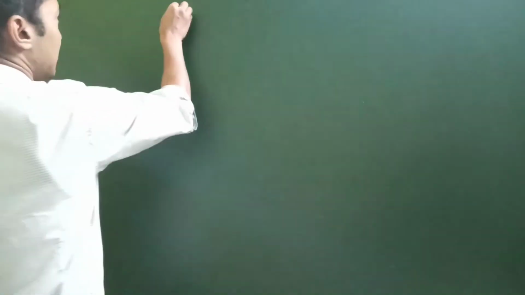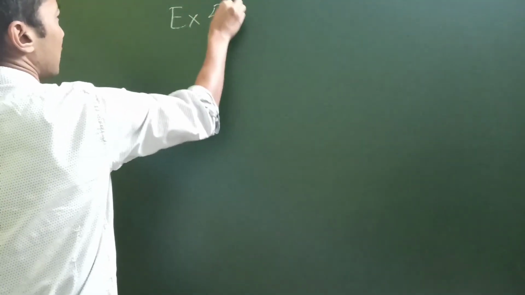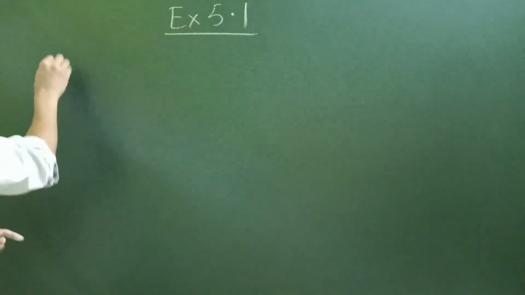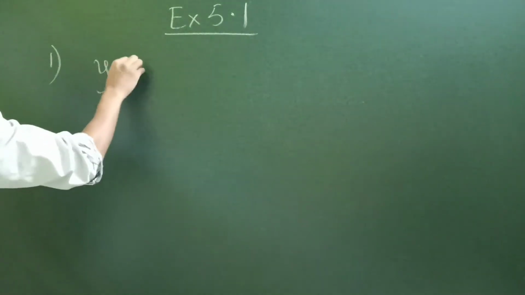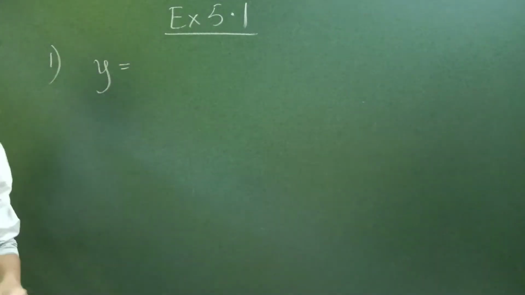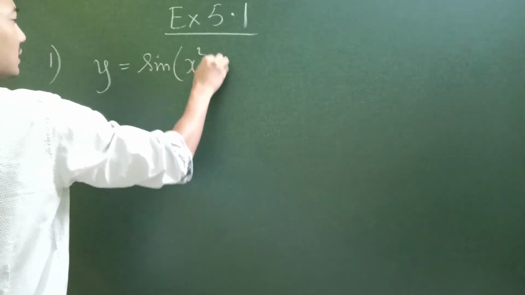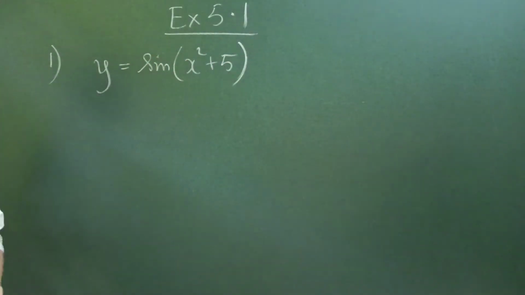Right, so now let's go back to the exercise, NCERT textbook exercise 5.2. The question is to find the derivative of the given functions with respect to x. Whenever a function is given to you, please write let y equal to sine of x square plus 5. Always write this, let y equal to.